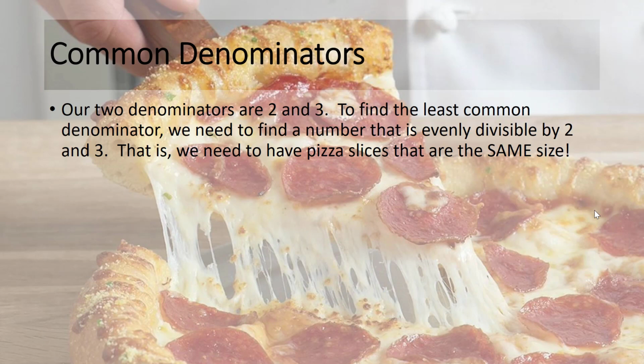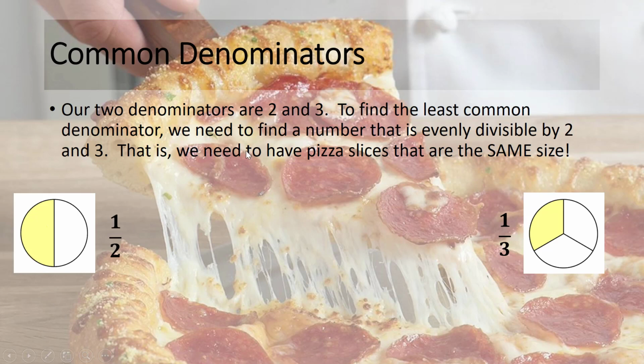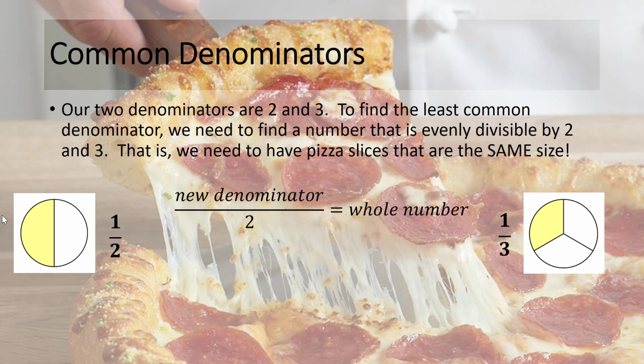So our two denominators, right, are 2 and 3. So what we need to do is figure out a number that is evenly divisible by both 2 and 3. Physically, what that means is that we need to have pizza slices that are the same size. So I have to cut this pizza up a little bit more, and cut this pizza a little bit more, until all the slices in both pieces of pizza are the same size. Okay, that's what finding a common denominator does.